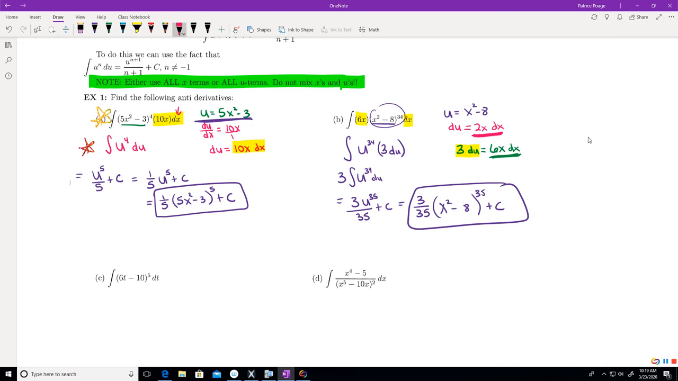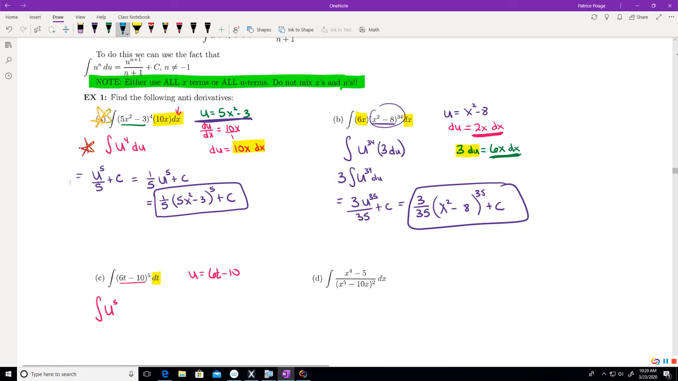So part C, I have a bunch of stuff to a power, so I'm going to let my u equal 6t minus 10. So as of now, I can replace that part with u to the 5th. I still, however, need to replace dt. And you can't just say, oh, well, I'll just replace dt with du. It doesn't work that way. You have to replace dt with something that equals it exactly.